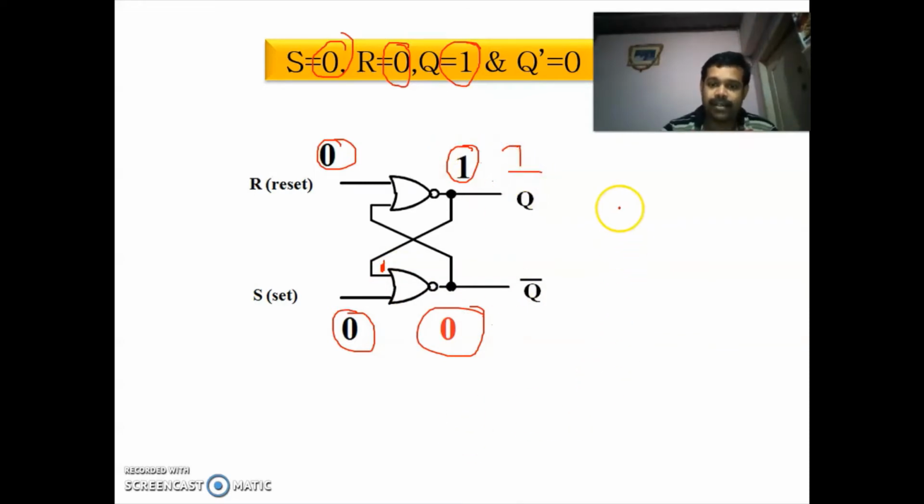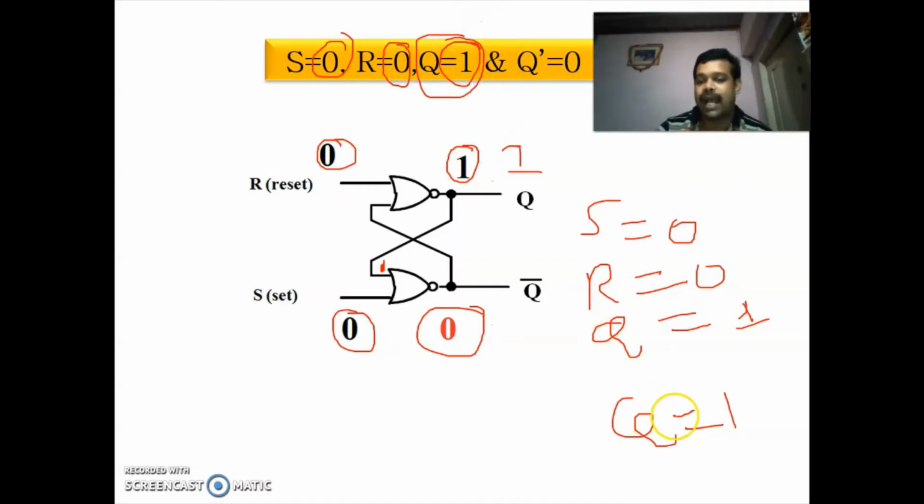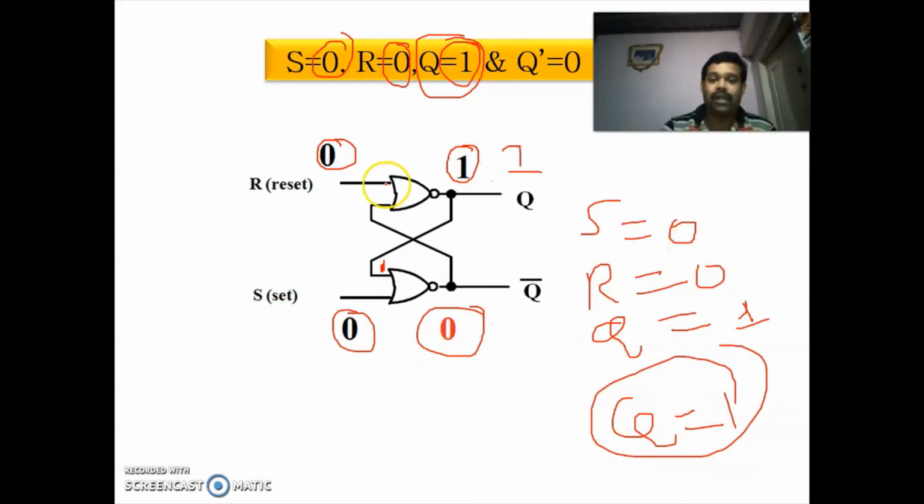So when S is equal to 0, R is equal to 0 and Q is equal to 1, after giving this input, you will be getting Q as 1 in the next state. So this Q is equal to 1. Initially what you have taken is nothing but the present state, and this Q what you are getting is nothing but the next state. So when you have S is equal to 0, R is equal to 0 and Q is equal to 0, again you will be getting this Q as 1.